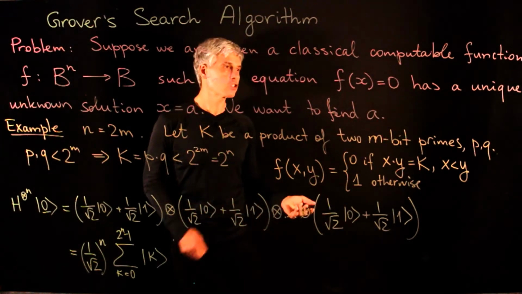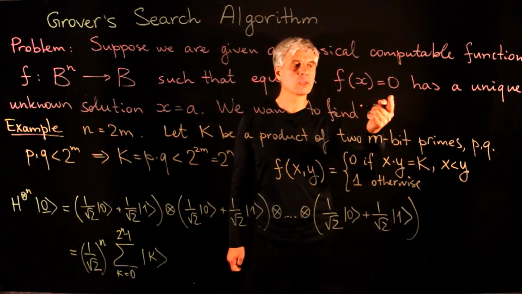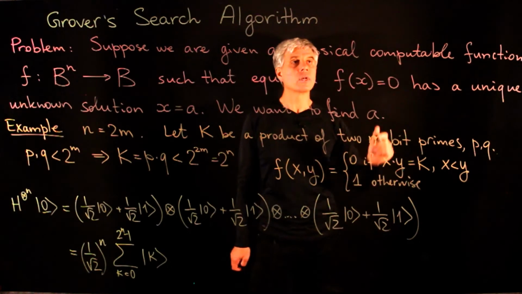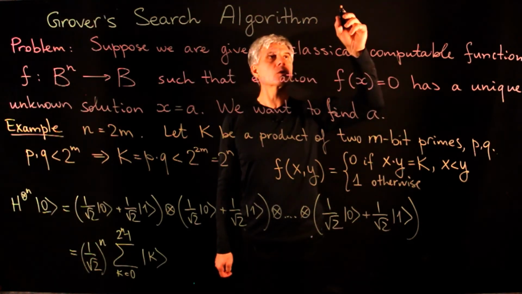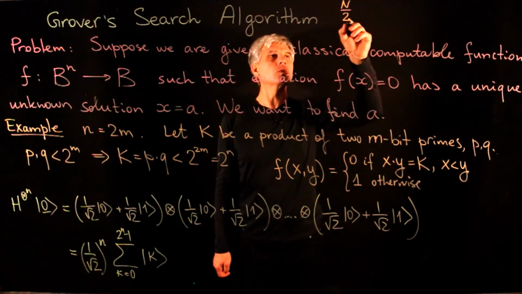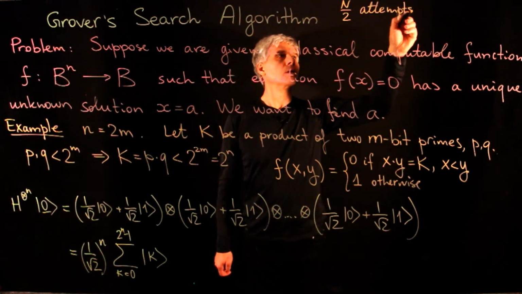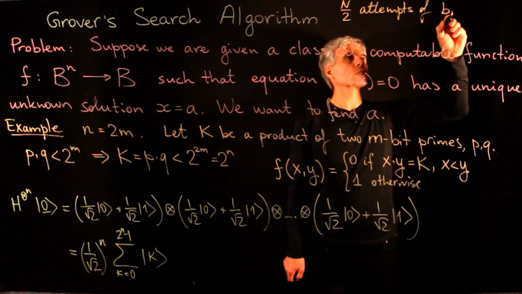So on average, how many attempts do we need to solve such an equation? On average, we need n over 2 attempts of brute forcing.